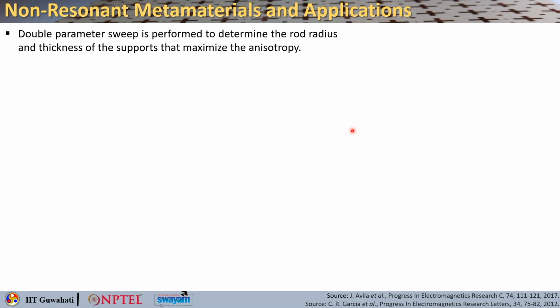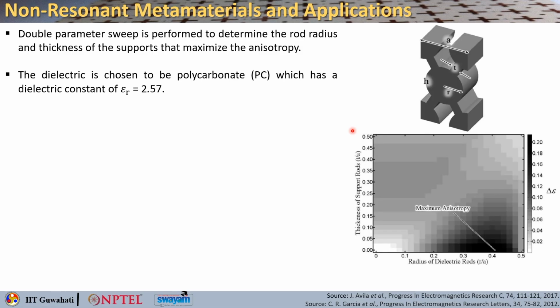Now considering the ease of fabrication and design, the final design that people go with is the hexagonal array of circular rods. Okay. So people do a double parameter sweep to determine what should be the radius of the rod and the thickness of their support, because you cannot have all the rods suspended in air, then the entire structure will fall down, right. So you need supporting structures that will connect one circular rod to another circular rod, but obviously you want this to be as thin as possible.